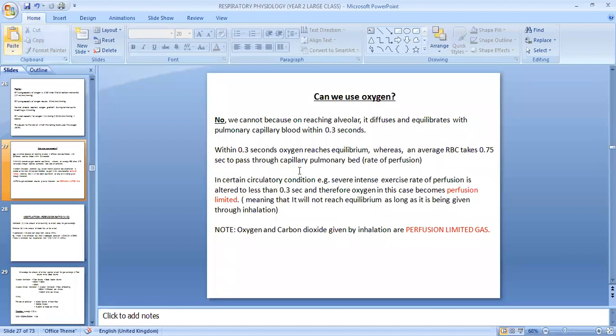Let me paraphrase this again. Oxygen and carbon dioxide given through inhalation are perfusion limited gas.